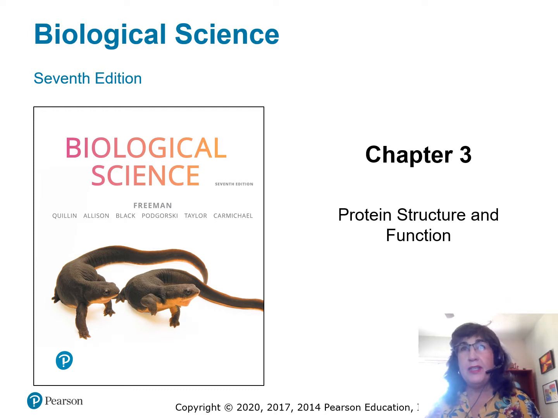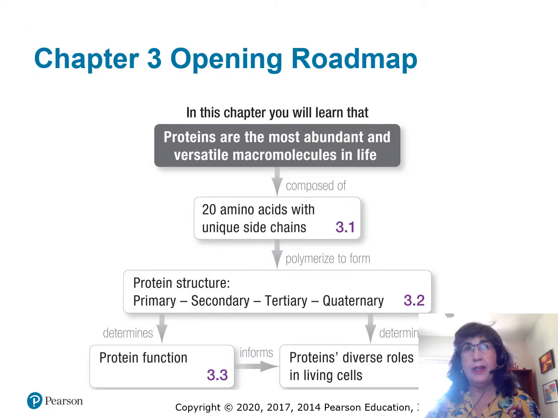Chapter 3, Protein Structure and Function. Proteins are one of the 4 macromolecules that we'll be discussing in this class, and proteins are the most abundant and versatile macromolecules in life. Proteins are made of amino acids, and amino acids are considered the building blocks of proteins. There are 20 amino acids.